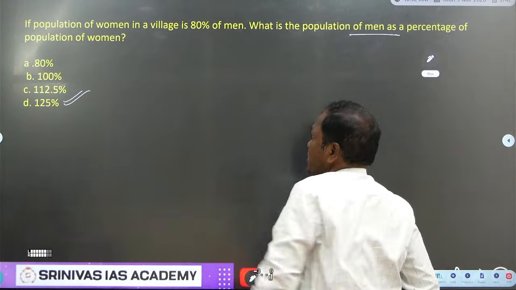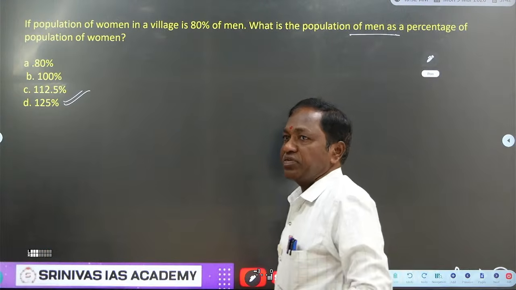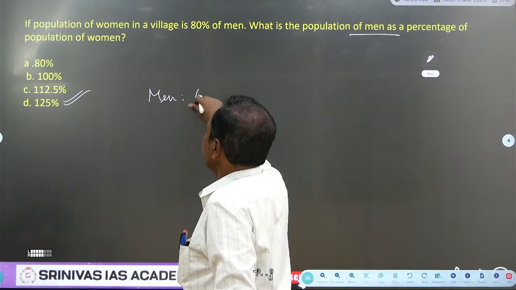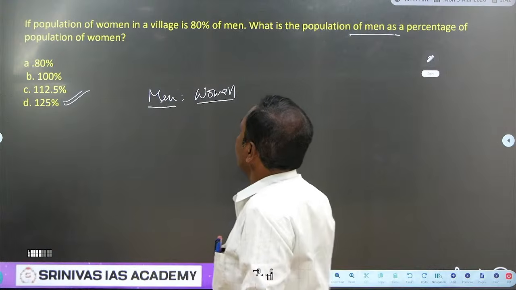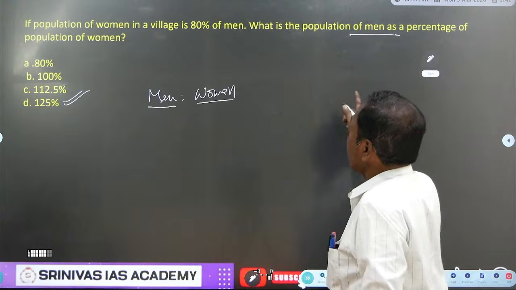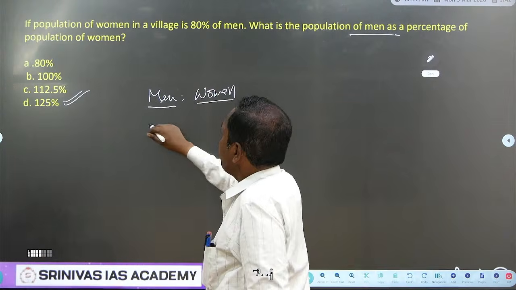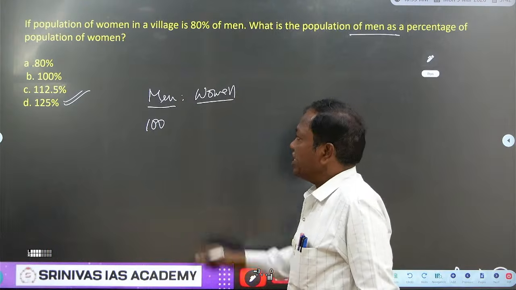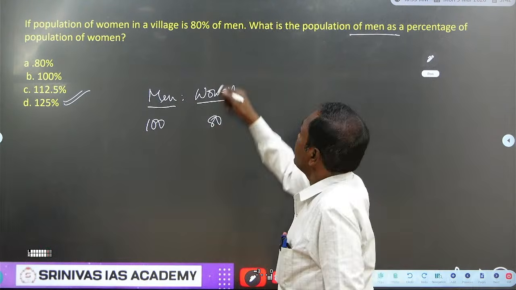See, the question is given: the population of women in a village is 80% of men. There are two items here. What is the one? Men is to women. The men population is not given in the question, so let the assumed number be 100. 80% of men, say 80. Women is 80, according to the question.